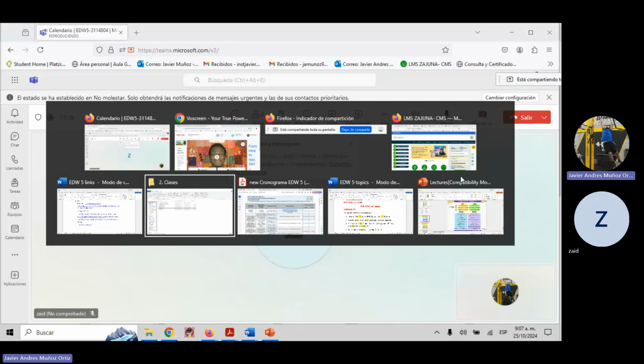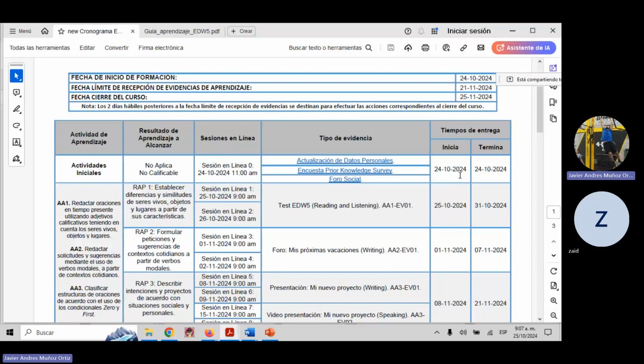So, what are we going to do today? Well, according to the learning guide, we are going to present a test, right? So today and tomorrow, the 25th and the 26th at 9 a.m., we're going to study some topics that are going to be part of a test we are going to find in Zayuna.